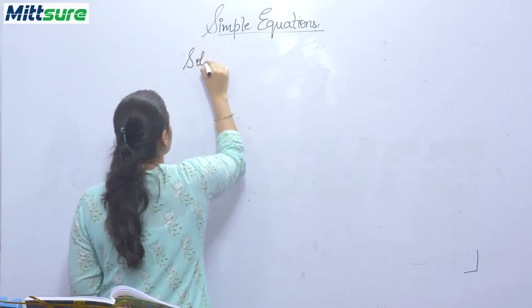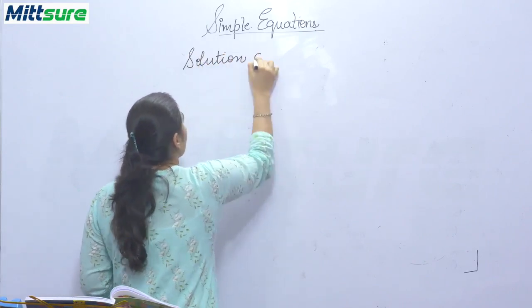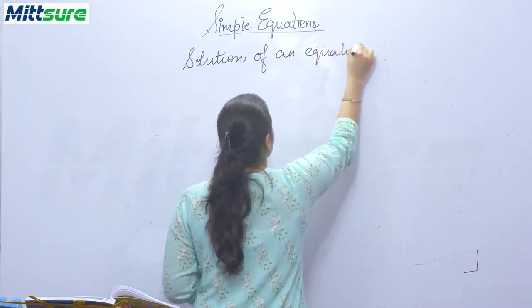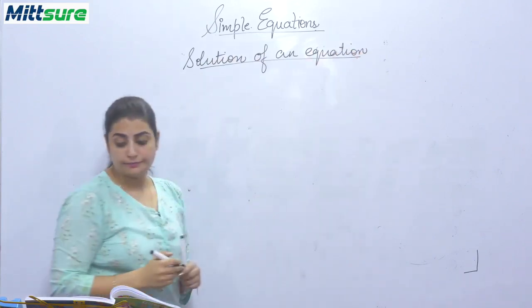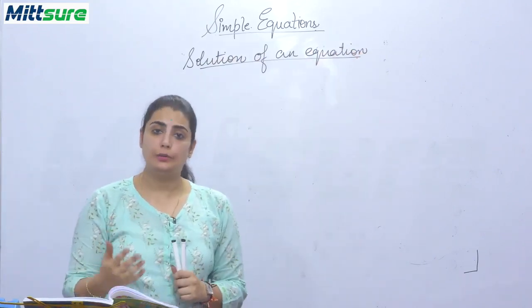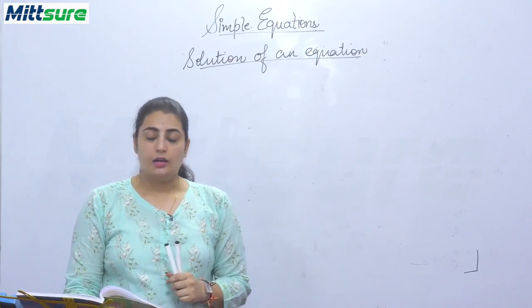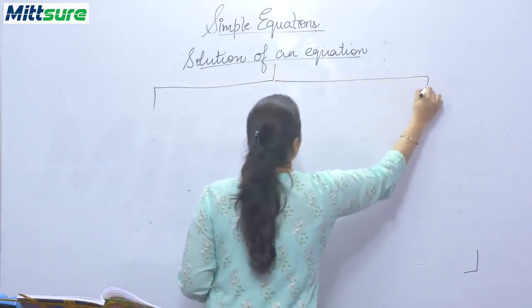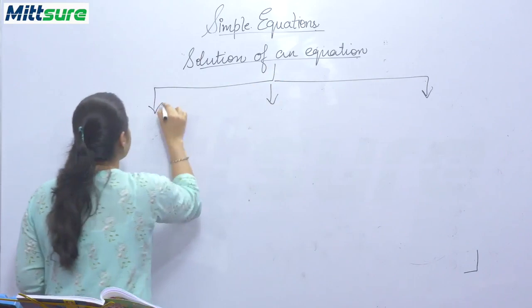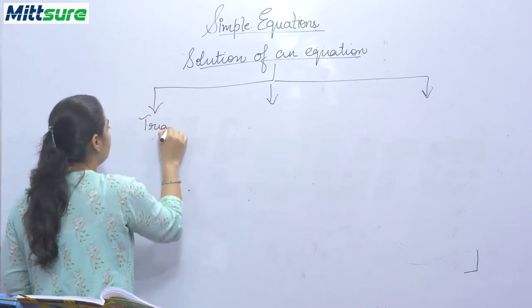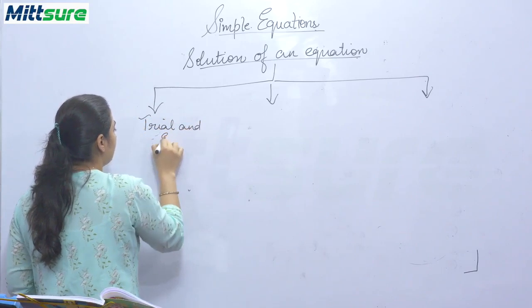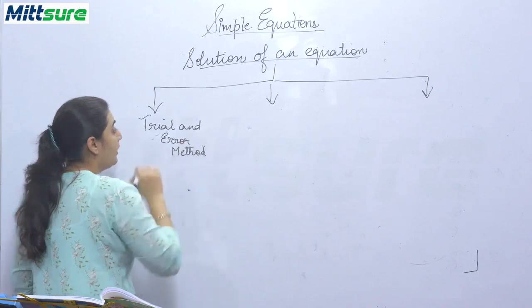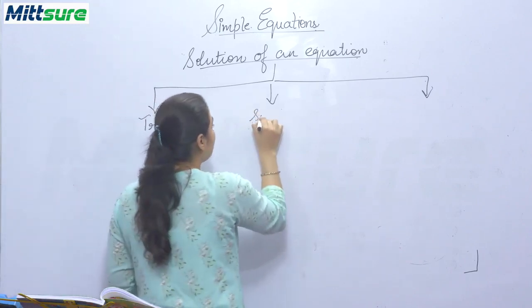So we'll be talking about the solution of an equation. Now when we talk of the solution of an equation, we have got three methods. For the solution of an equation, we have got three methods. The first one is the trial and error method. Then we have got the systematic balancing method.